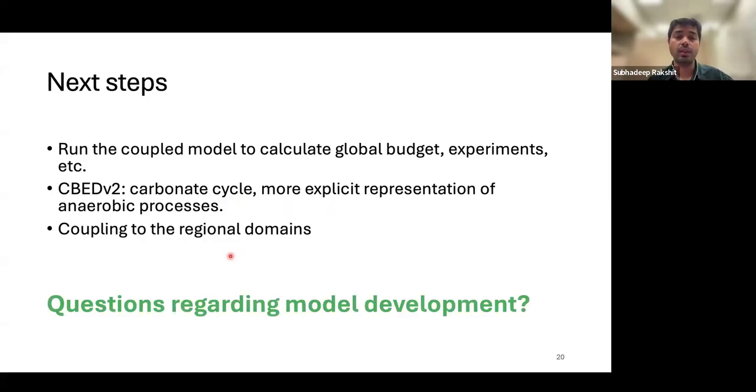Okay, at this point I will stop, and if you have any questions, I'd be really happy to answer them and take feedback on anything about this model development process. If anybody has any feedback, please share it, we would be really happy to hear from you, because this is a very developmental phase right now.